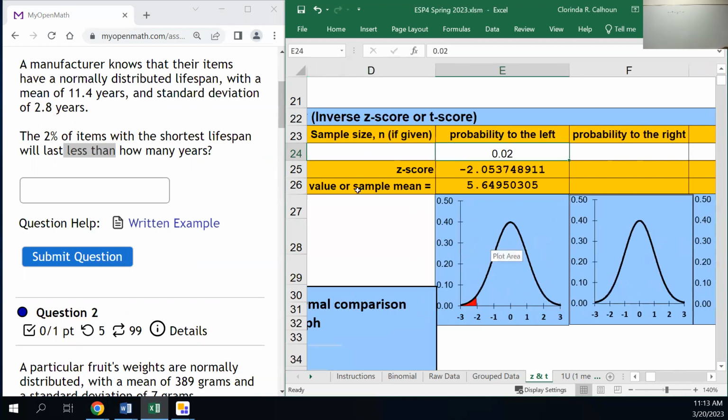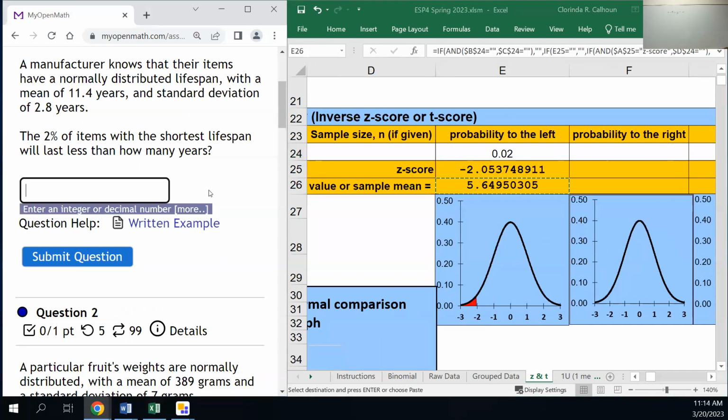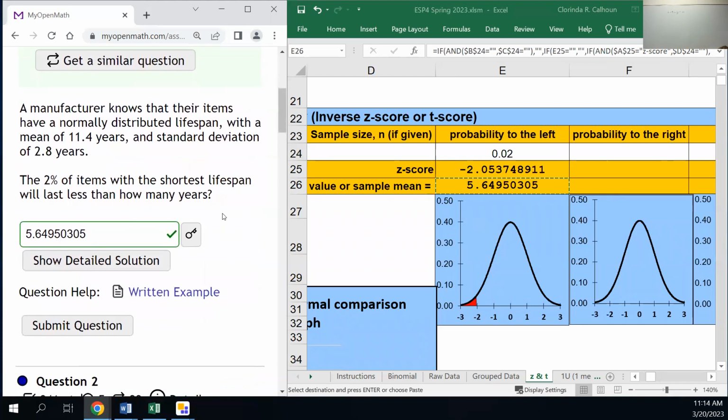We're looking for our value. So we're looking for the bottom number. We're not interested in Z-scores. The question wants how many years. Okay, they want the years. They're not interested in Z-score.